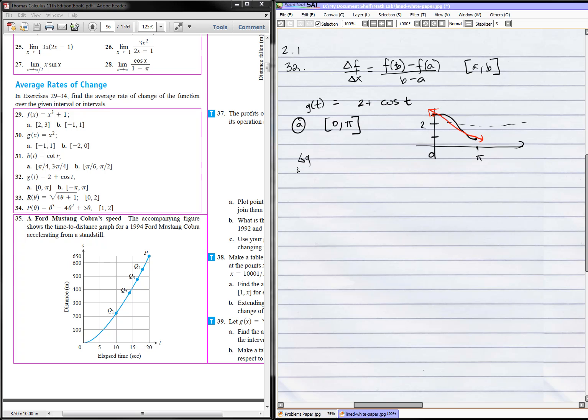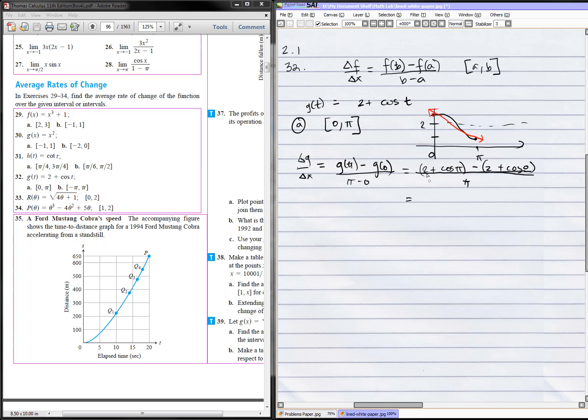You've got delta g all over delta x. Oops, I skipped a line. So it's going to look like g of pi minus g of 0 all over pi minus 0, which is equal to 2 plus cosine of pi minus 2 plus cosine of 0, with a big division sign underneath them. Pi minus 0 is just pi.